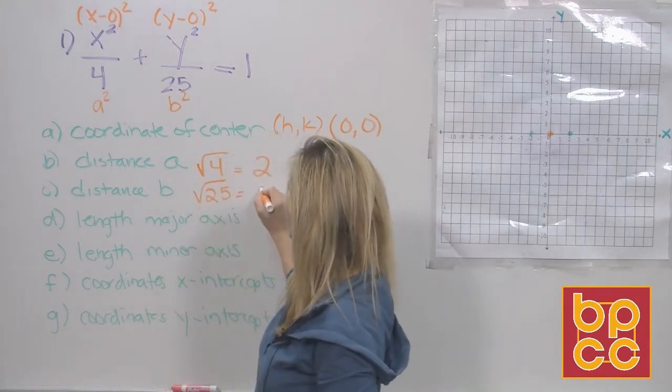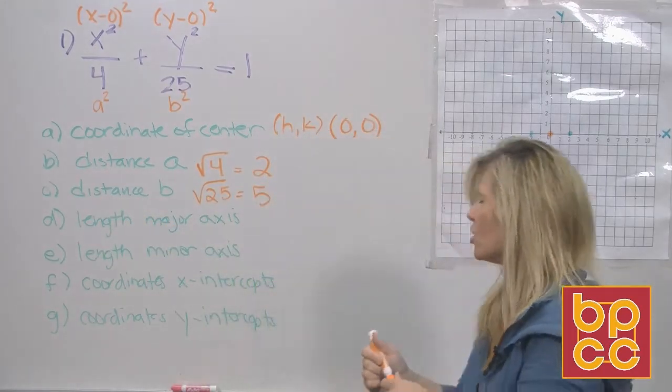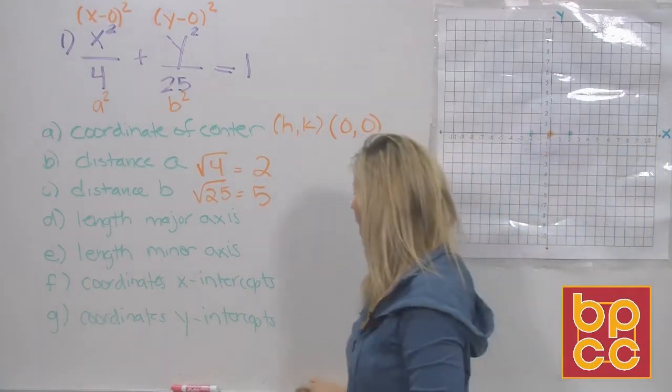The square root of 25 is 5. Because it's distance, the answer's got to be positive. So from the center, we are going to move a distance of 5 up or down.